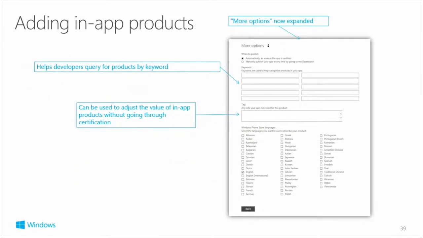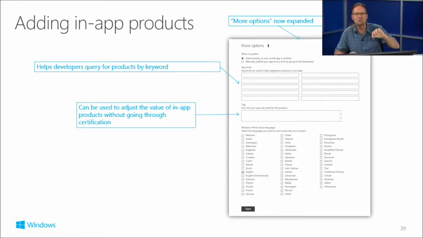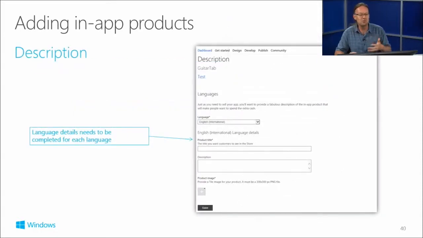There's loads more options as well. You can select which store languages it's available in, and you can use keywords to help categorize products in your app. This is what you select to help you find in-app products and help your code find the products that you present to the user in your code logic. The product detail you have to set for each language your app supports. So this is, I'm afraid, a fairly tedious exercise, but you need to do that so that you're giving the in-app product title appropriate for the languages that your app supports.